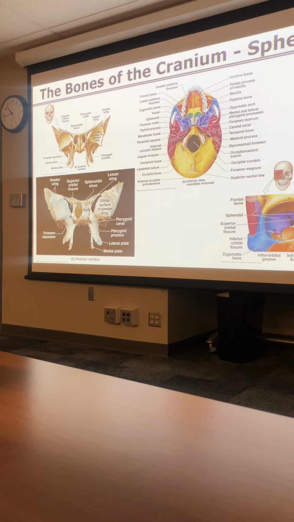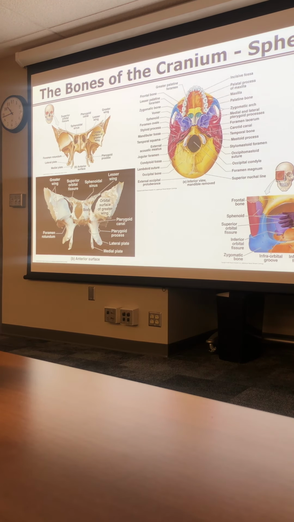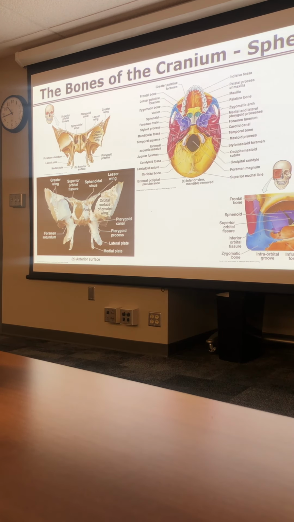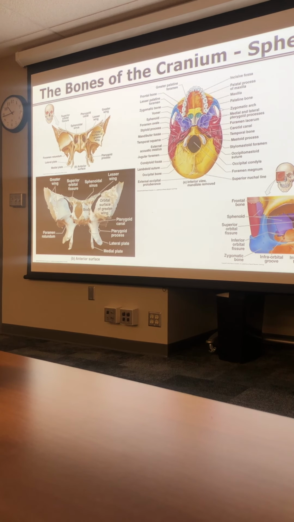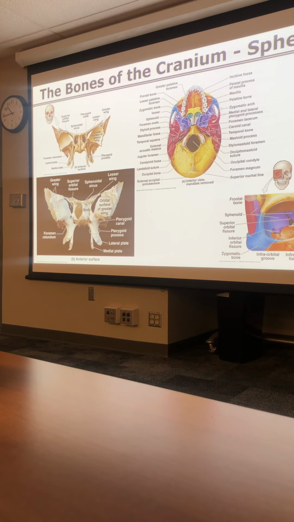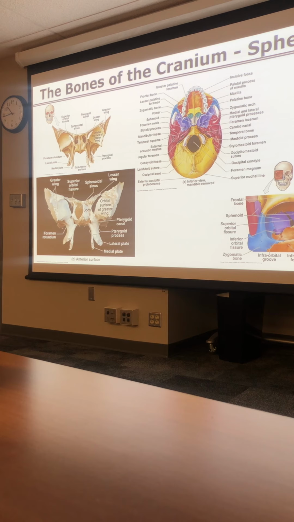So here we see the orbit, and you can see that the posterior wall of the orbit is actually the sphenoid bone. Remember, the orbit is 7 different bones. One of those bones is the sphenoid, which makes up the posterior wall. You can see the opening of the optic canal here for transmission of cranial nerve number 2 for vision. And then the superior orbital fissure for 3, 4, 6, and the first division of 5.